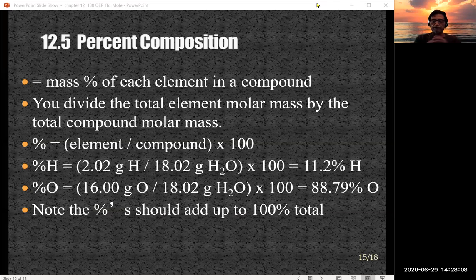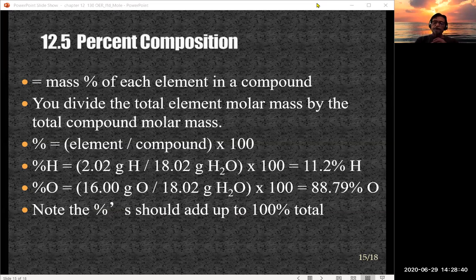All right, so let's take the example of water. We know the molar mass of water is 18.02 grams, 2 hydrogens, 1 oxygen. Every hydrogen brings in 1.01 grams, so 2.02 grams because there's two. And if we divide that by the molar mass of water and multiply that by 100, guess what? We get a percentage of 11.2% hydrogen.